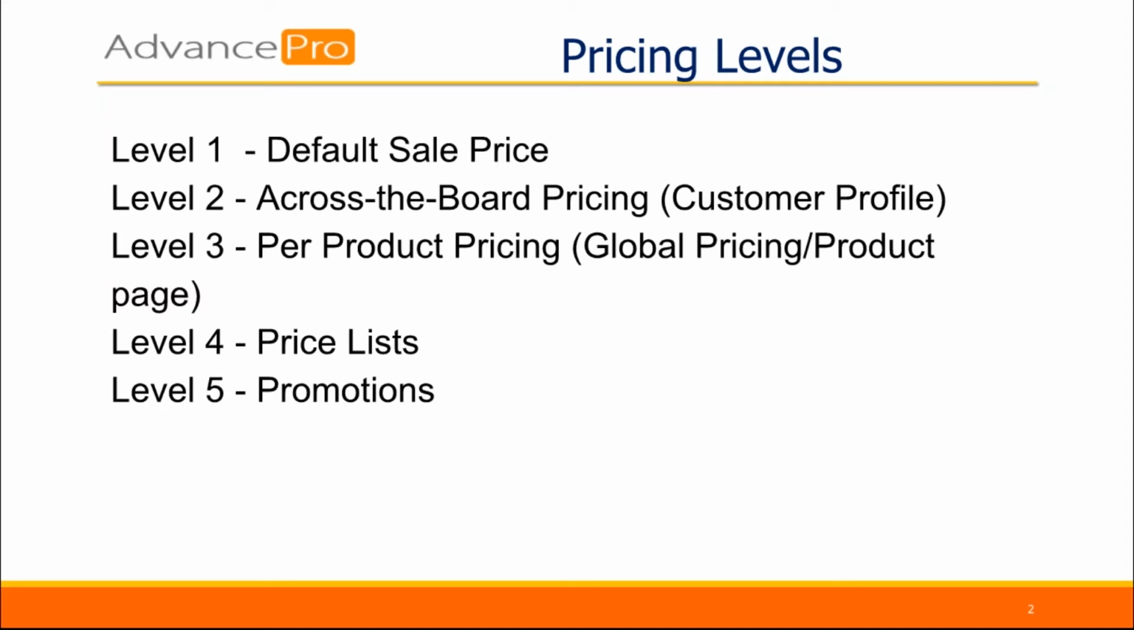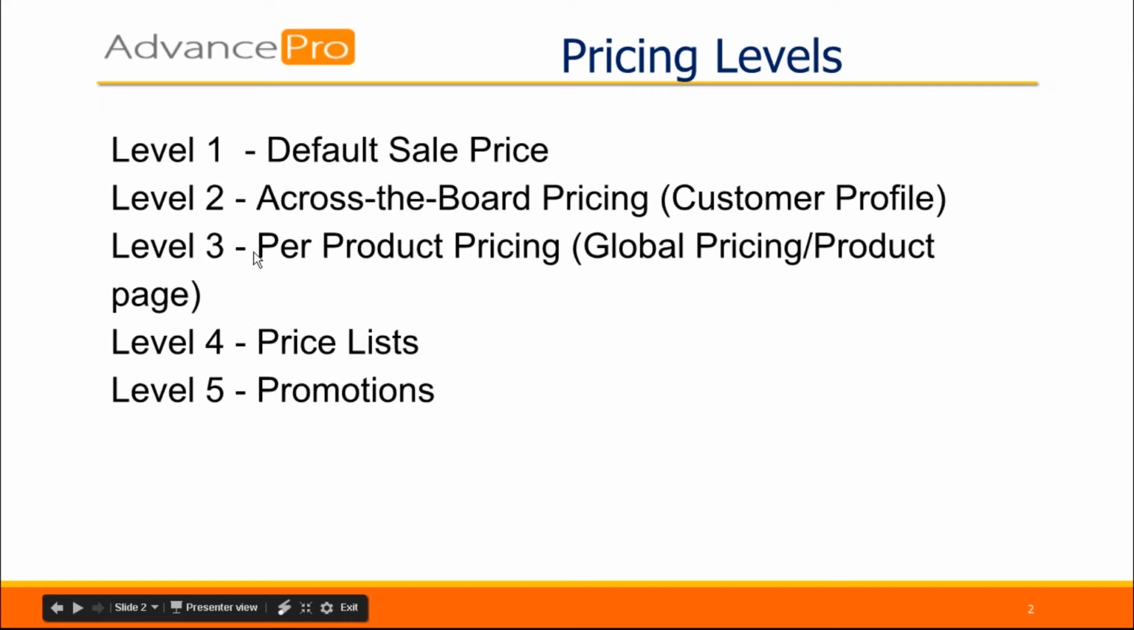The next one is our brand new one. This is the price lists feature in AdvancePro. We're going to be dealing with this one in detail. That's level 4. And then the level 5 above that is promotions, promo codes, and these are designed as temporary promotions that you can go ahead and put on top of those price lists.